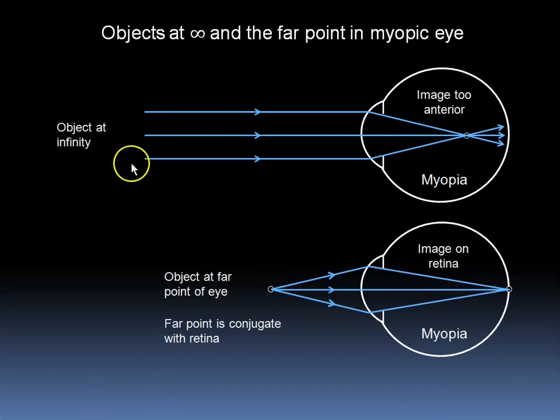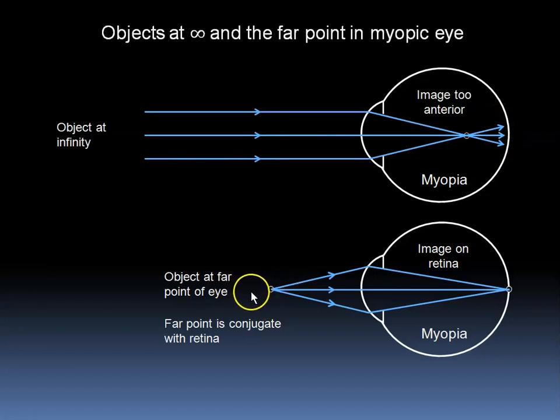In other words, when an object is at infinity, it is focused in front of the retina, too far in front. The rays are converging to a point, and then they diverge so that they intersect the retina, forming a blur circle. In other words, an object point here becomes a blur circle here.